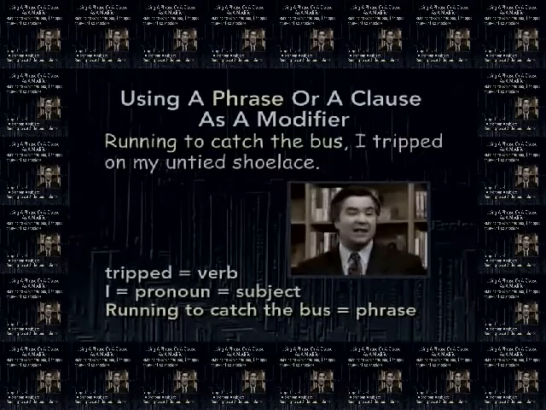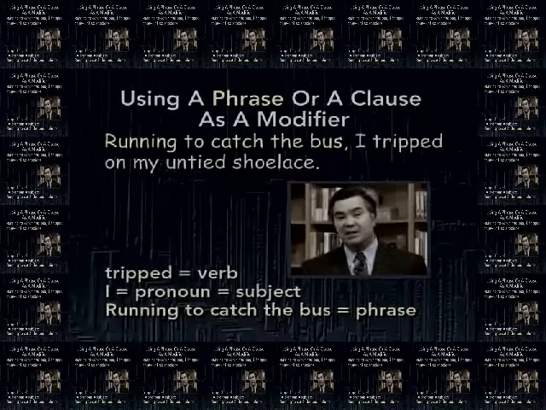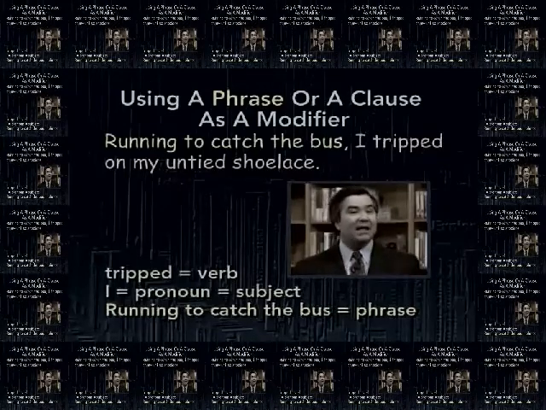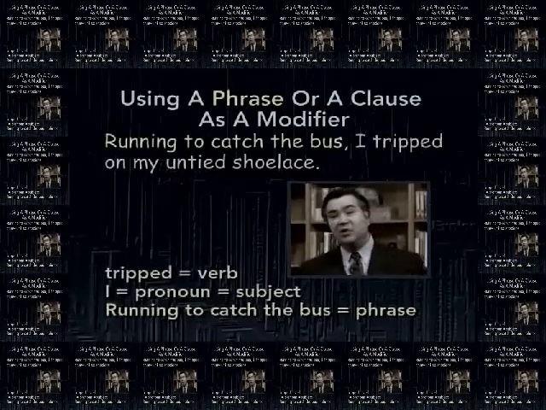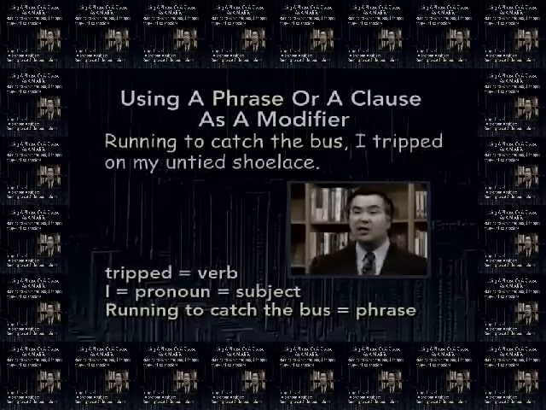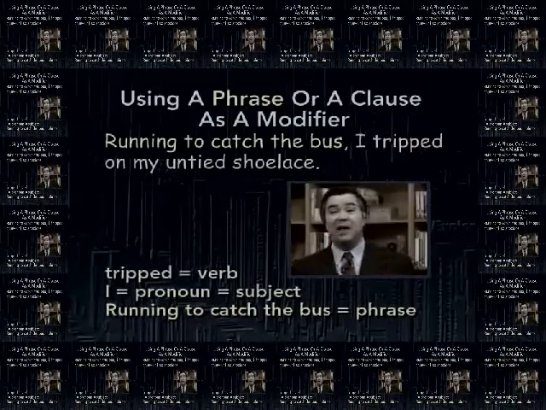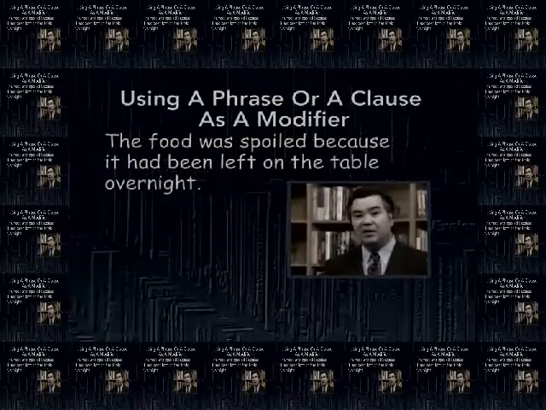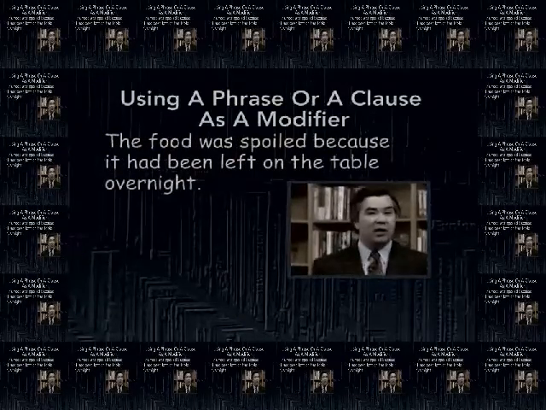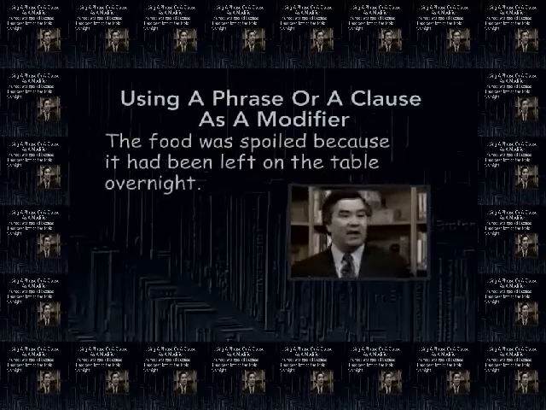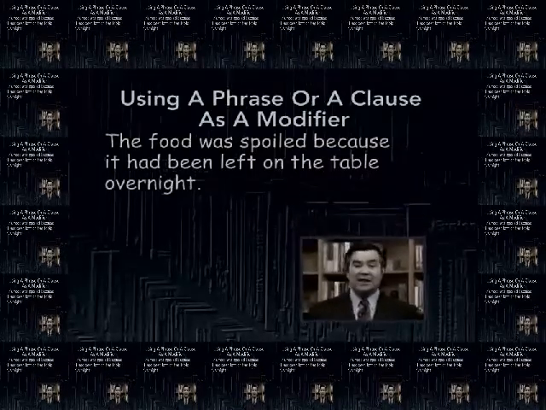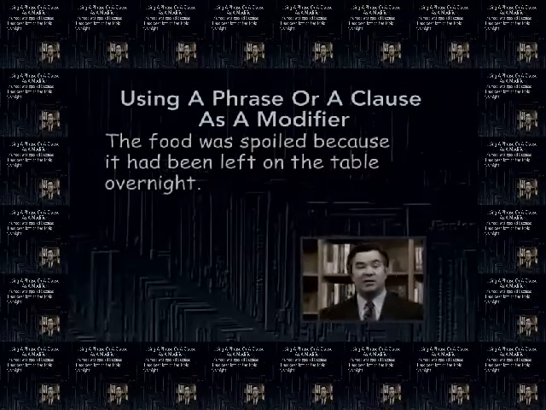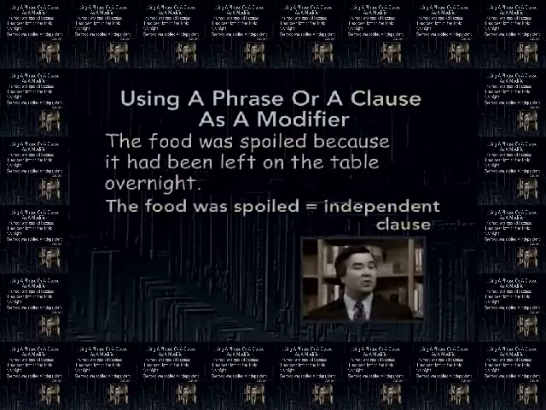Very often, when a sentence begins with a group of words like this, set off by a comma, it's acting as a modifier. And as we'll see in a moment, it should be near to or next to whatever it's modifying. Take a look at this sentence for a somewhat different example. The food was spoiled because it had been left on the table overnight. Now, this sentence contains two different verbs. First, we have the food was spoiled.